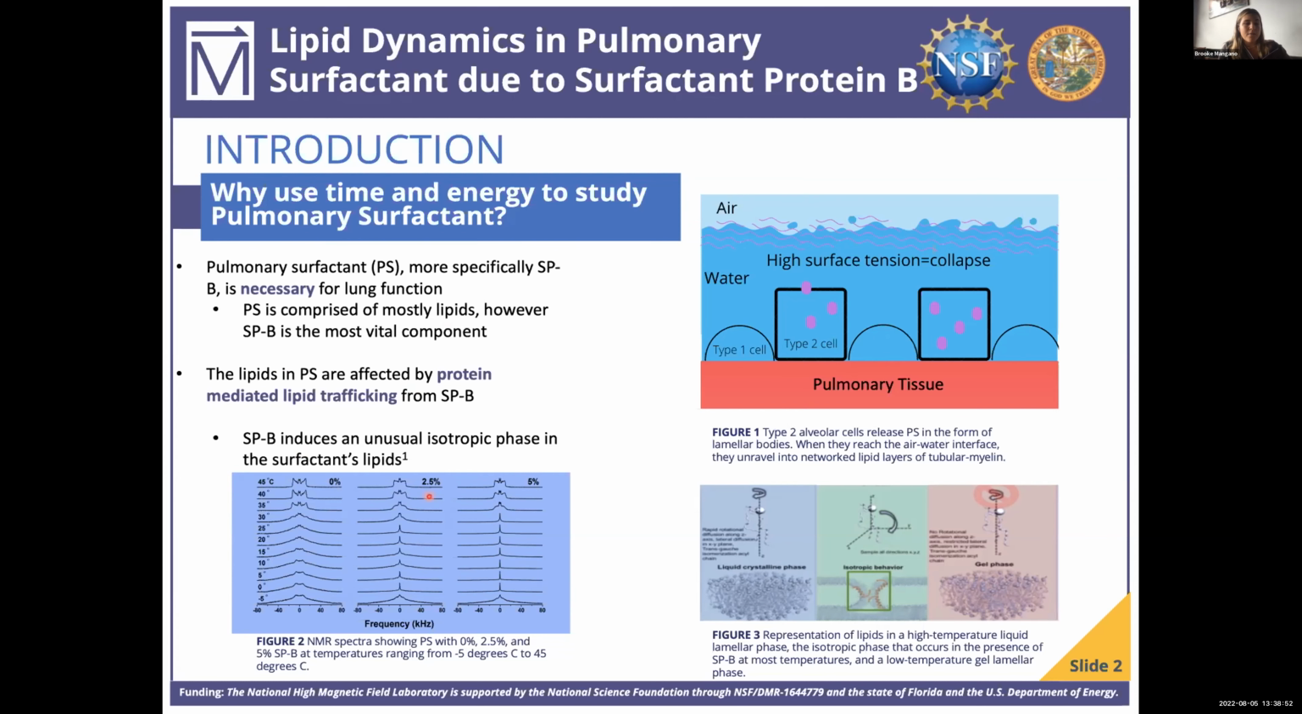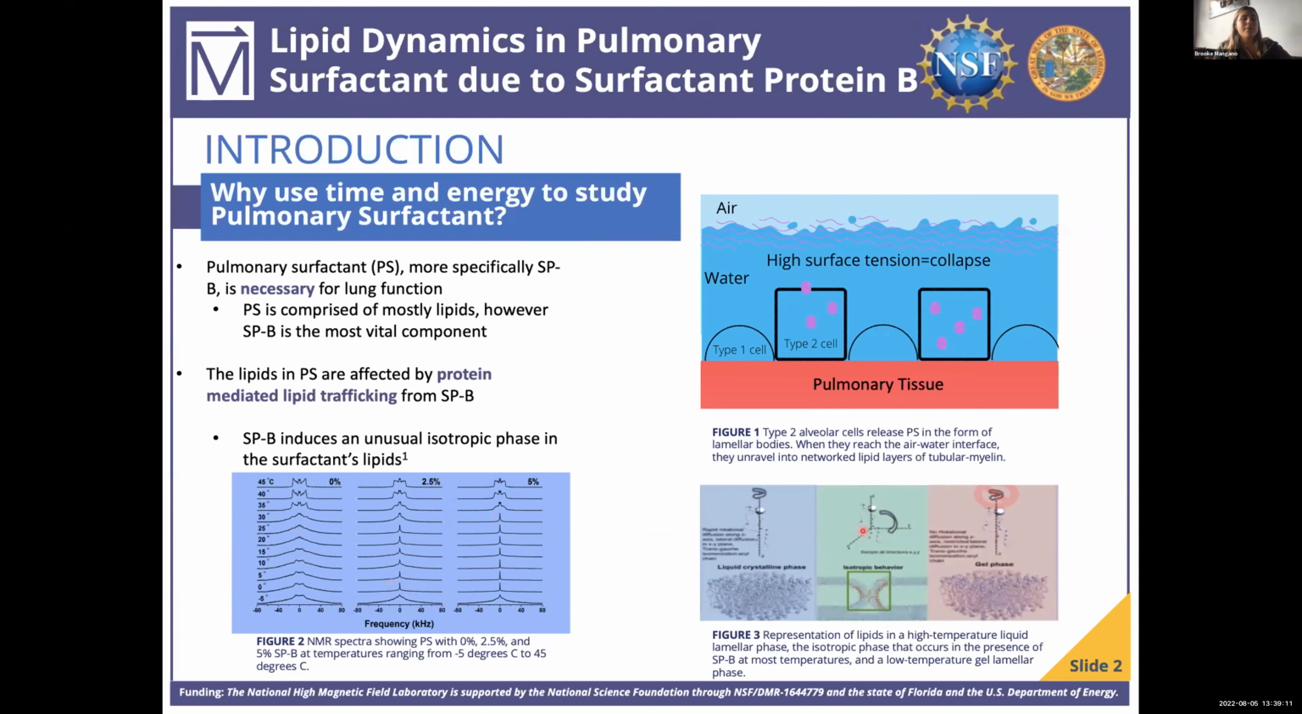So as you can see here, this is the NMR spectra of samples with the protein and without the protein. You can see the spike right here, and that is what is called an isotropic phase. Without the protein, you don't see that. And this is what the isotropic behavior looks like.